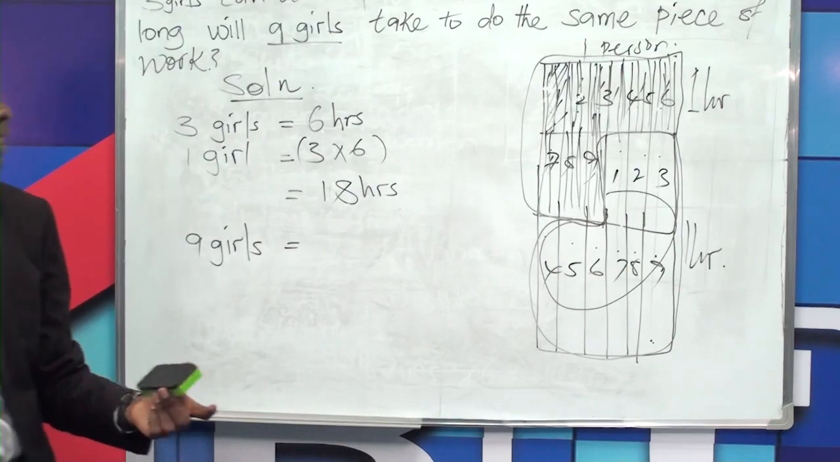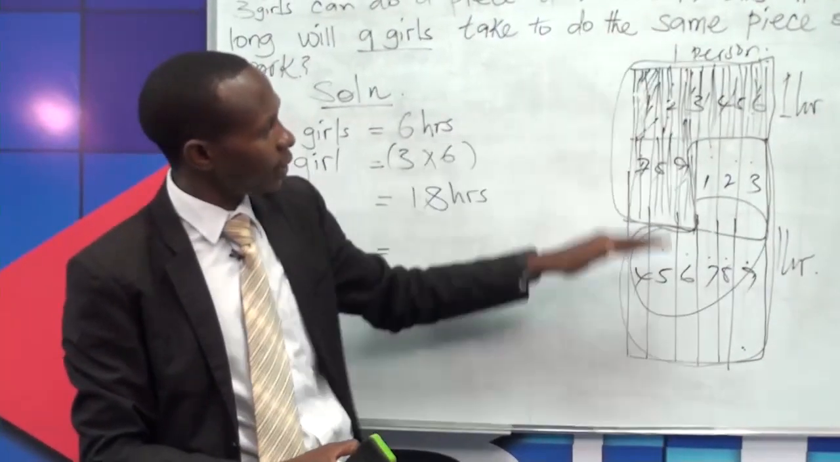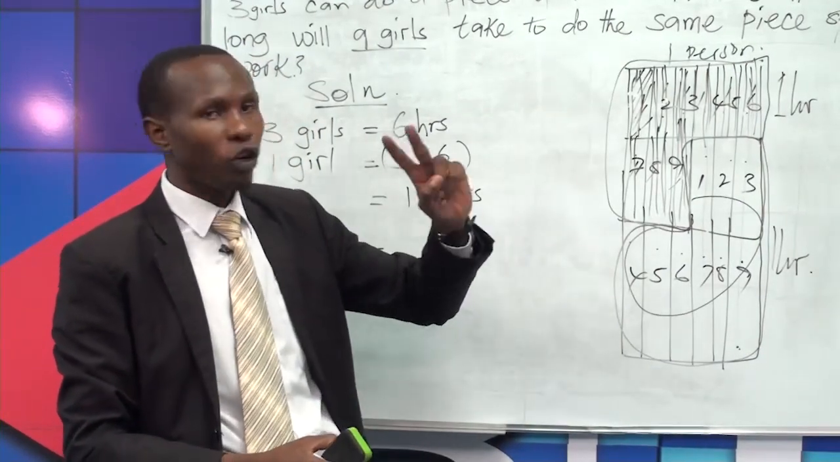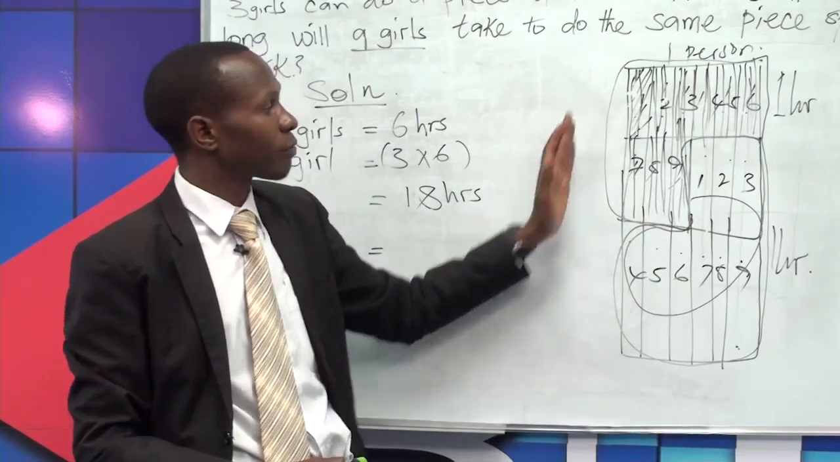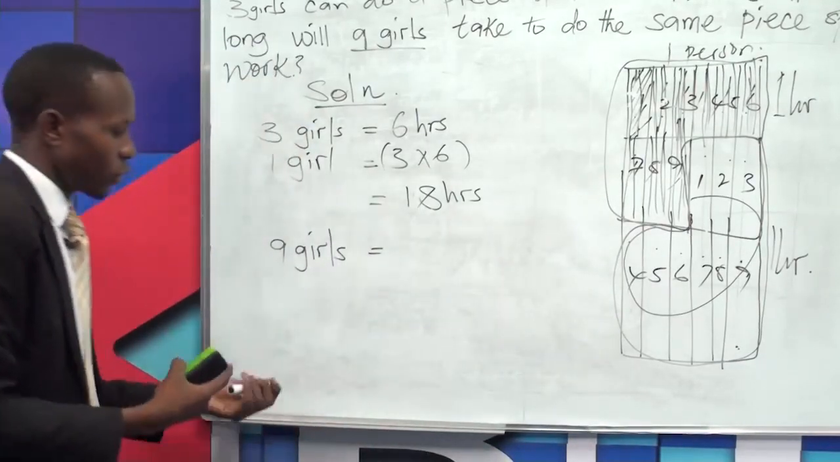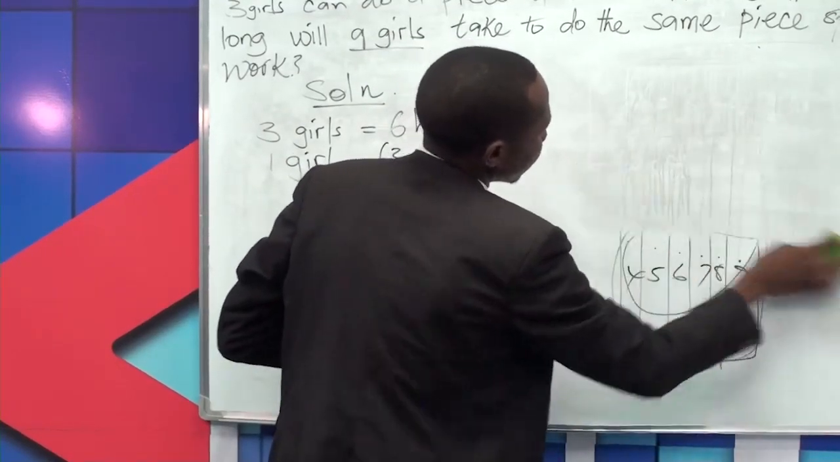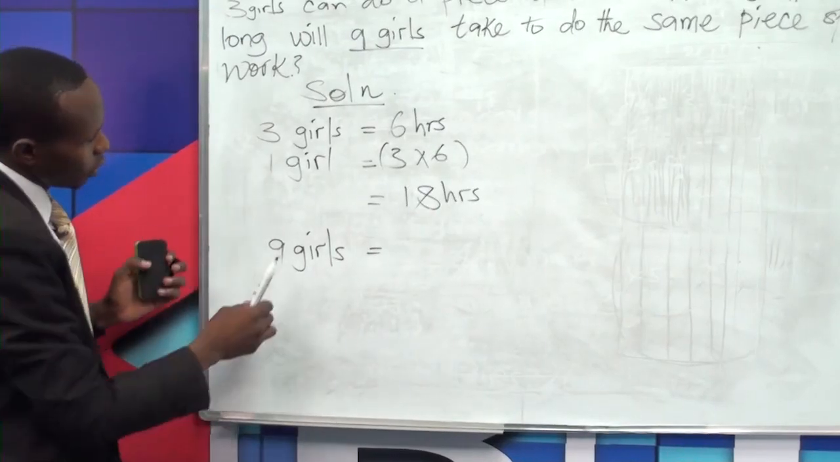So you realize that the work which would take one person 18 hours will take only 2 hours for 9 people, according to what you have seen here. So this is not part of what we are doing, but it's just a matter of explaining what is supposed to be done for easy understanding. Then we come back to 9 girls here.